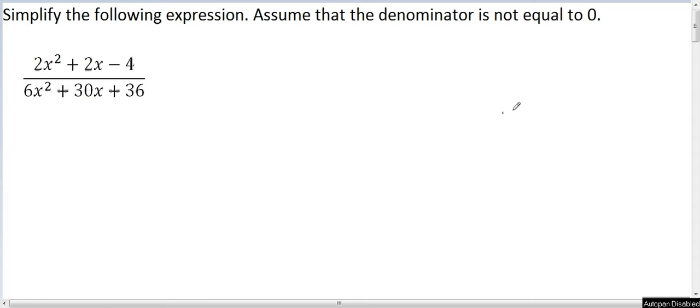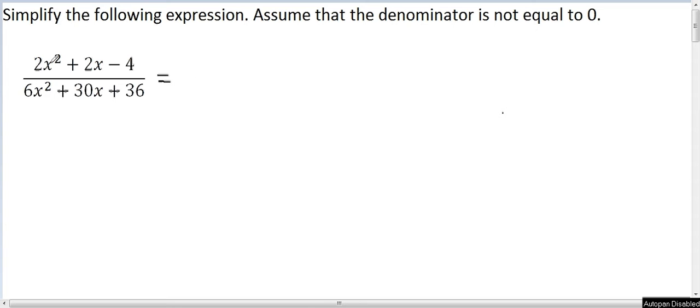We need to simplify the following expression. Assume that the denominator is not equal to 0. If we look at this expression, we see that we have a fraction, and in the numerator we have 2x squared plus 2x minus 4, and in the denominator we have 6x squared plus 30x plus 36. Both of these are polynomials, so this is a rational expression, and we can follow the directions that we just discussed. So let's first factor both polynomials.